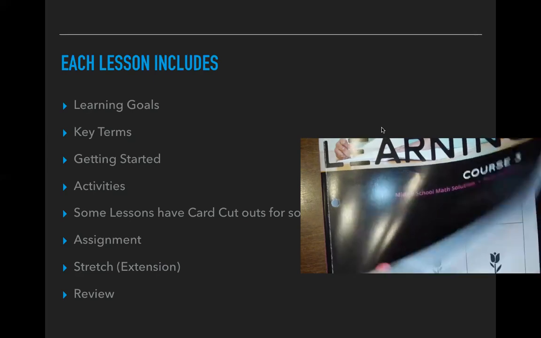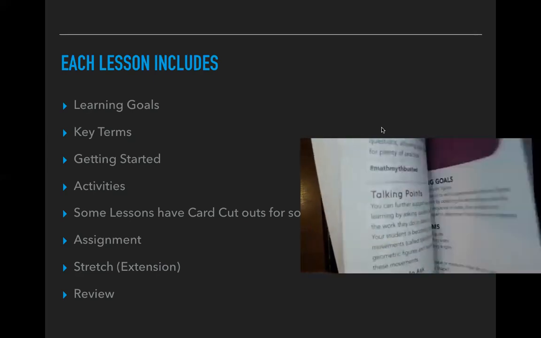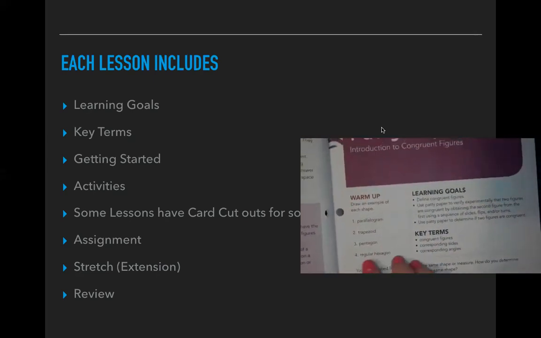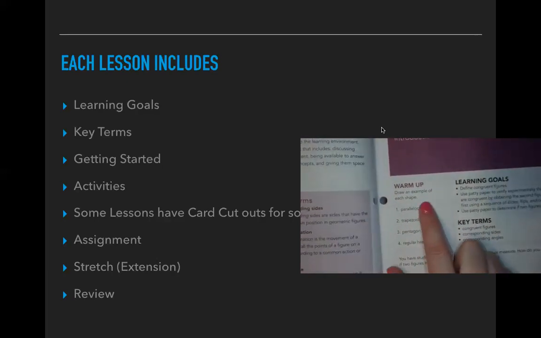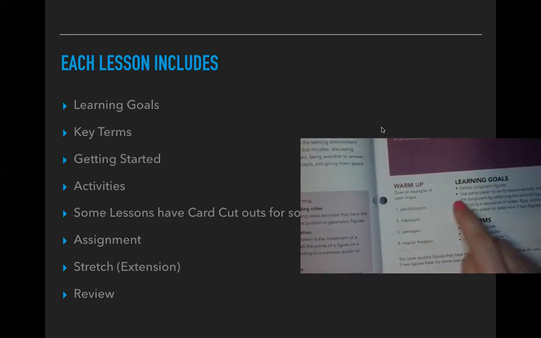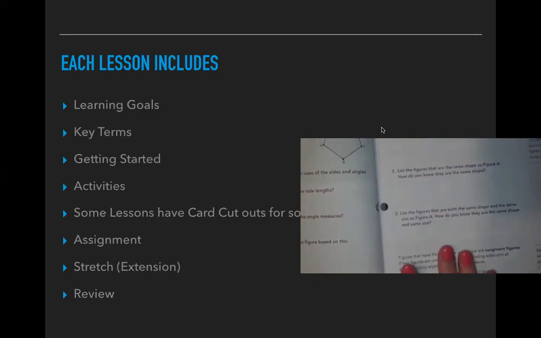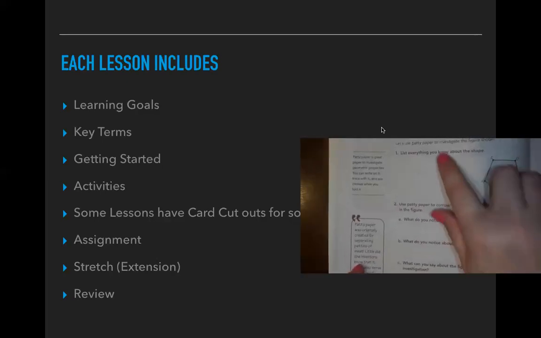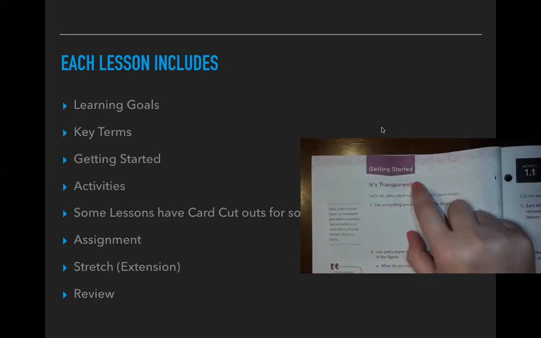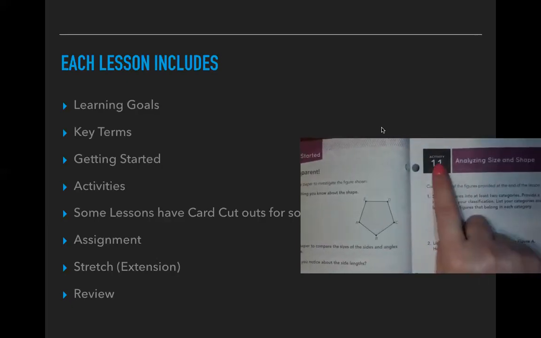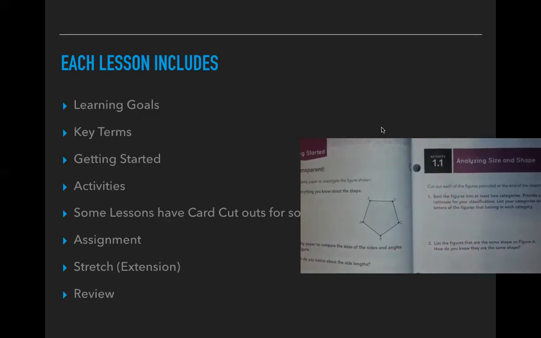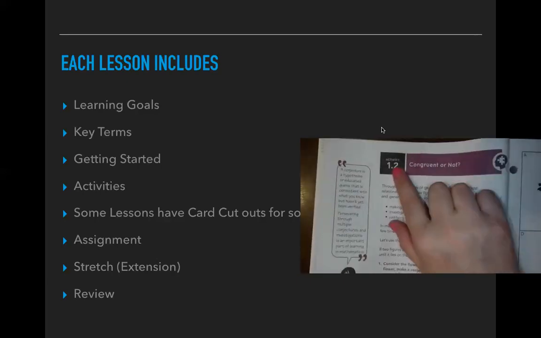So each lesson, I wanted to talk about this. Each lesson will start with a warm-up. We will sometimes do these, sometimes we won't. You'll have your learning goals. You have your key terms, so your vocabulary words. And then you have getting started, the getting started activity. Then you'll have activity 1.1. Then you would have activity 1.2.